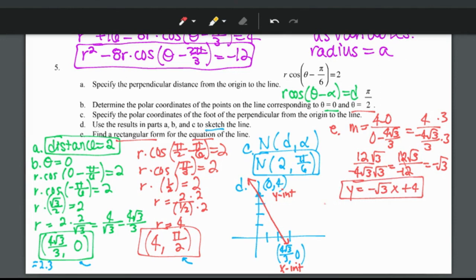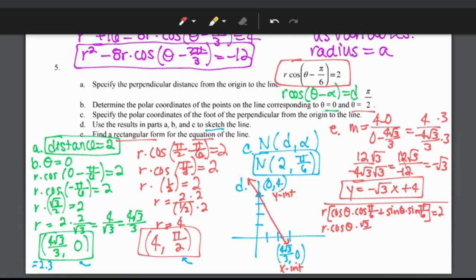The other way to find the equation of the line is to use the original equation of r cosine theta minus pi over 6 equals 2 and use the sum and difference formulas from the trig identity sheet from chapter 9, and you can expand it. You could do r times cosine theta times cosine pi over 6 plus sine theta times sine of pi over 6 equals 2.